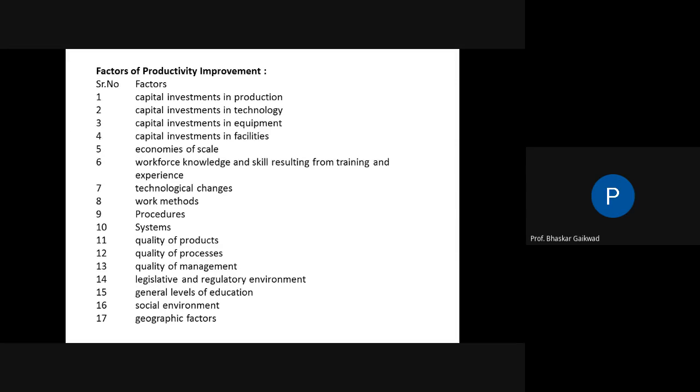Geographical factors you also have to consider. Whatever the existing geographical conditions are, is it possible to change them, or can you make it smooth so that productivity will increase? So these 17 factors you have to remember for improvement of productivity. So this is about chapter number one. Now let us go to the next chapters.